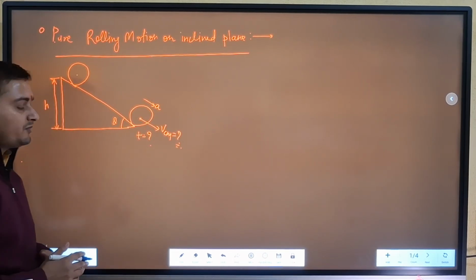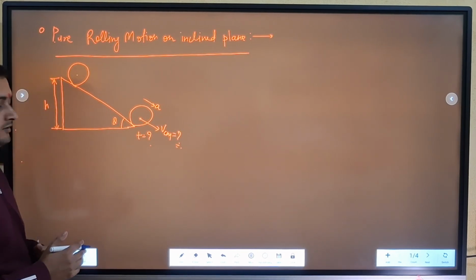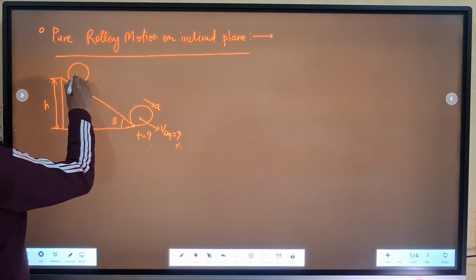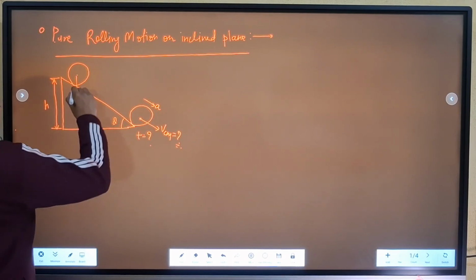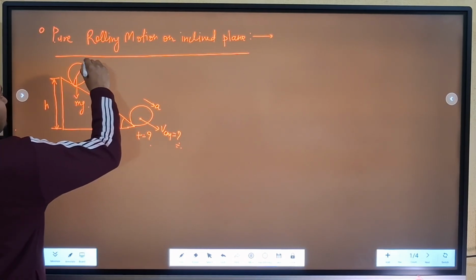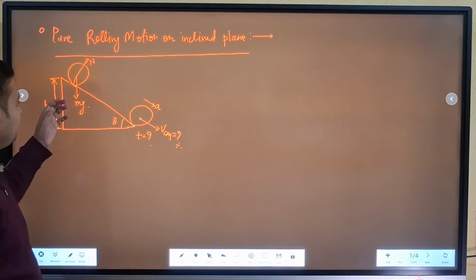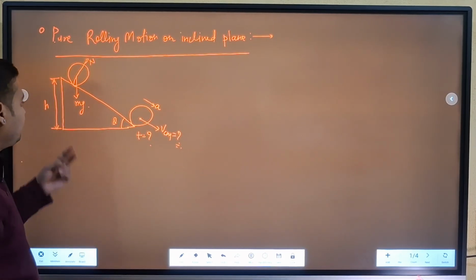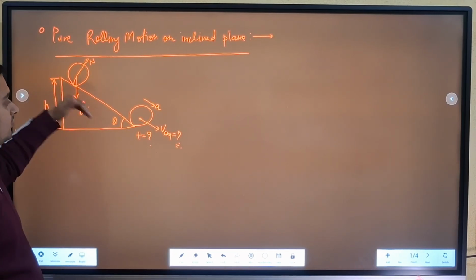For calculation of the minimum friction coefficient, first we will apply all the acting forces here. So if you see, first acting force is gravity, which is mg. Second, the normal force, which is passing through the center of mass. And third, we want to find the friction direction. Friction has two options: either it can act in the upward direction, or it can act in the downward direction.